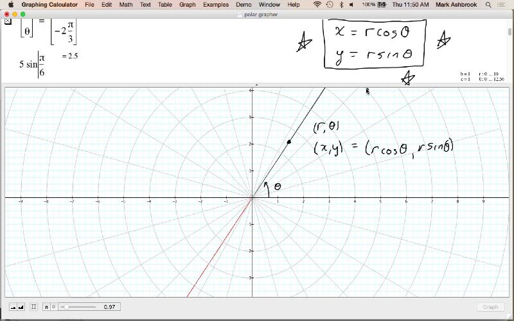Whenever you're transitioning and working in both systems at once, we've superimposed the Cartesian plane on top of the polar plane. Here's the relationship between x and y and r and theta, or one way to do that. So now what about the other way around? What if I know x and y, and I want to find r and theta?